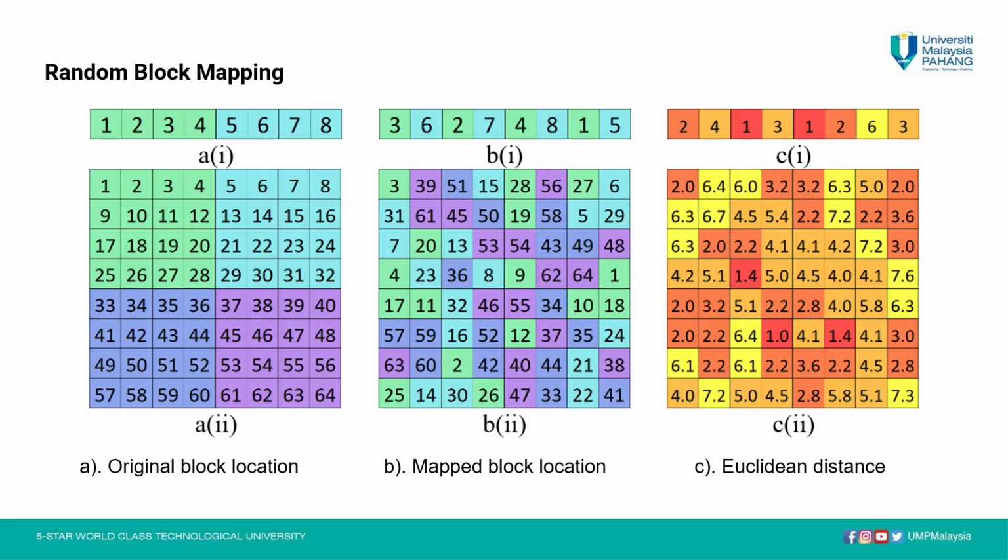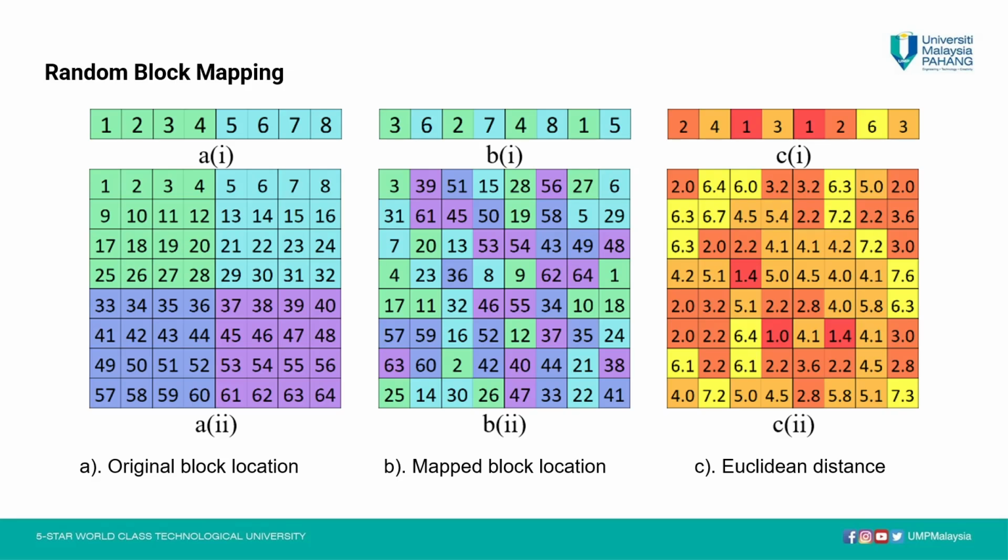So like this one, in the original block location, the image here, 1, 2, 3, this is the block location of the image. We use 64 blocks here, and then we can use random block mapping. It means that the recovery data of block 3 is stored here, the recovery data of block 39 is stored here, and so on and so on.